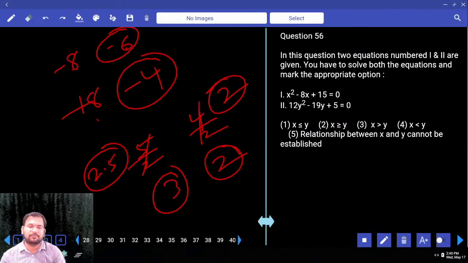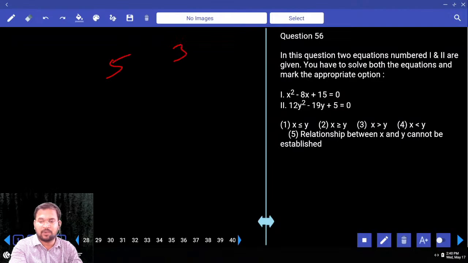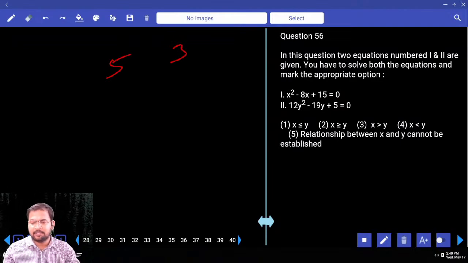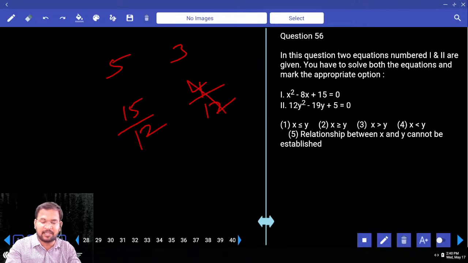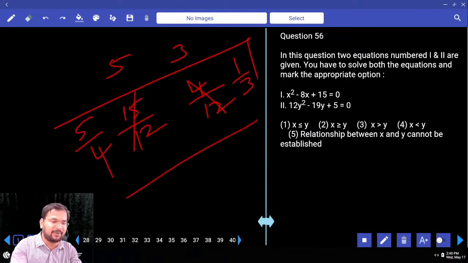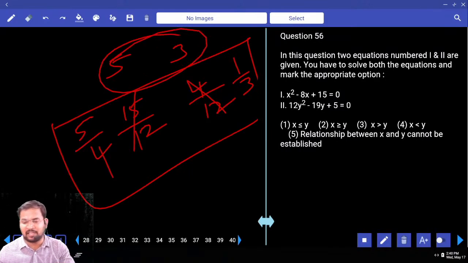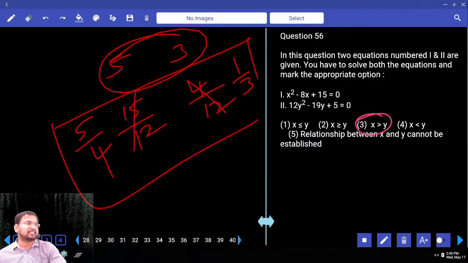Next one. 5/3, na? 5/3, 12/5 is 16/5? 15/4? 15 by 12, 4 by 12 and 1 by 3, na? This is 5 by 4. And this is approximately equal to 1 or less than 1, na? But these two are always more, na? Your answer is x greater than y.